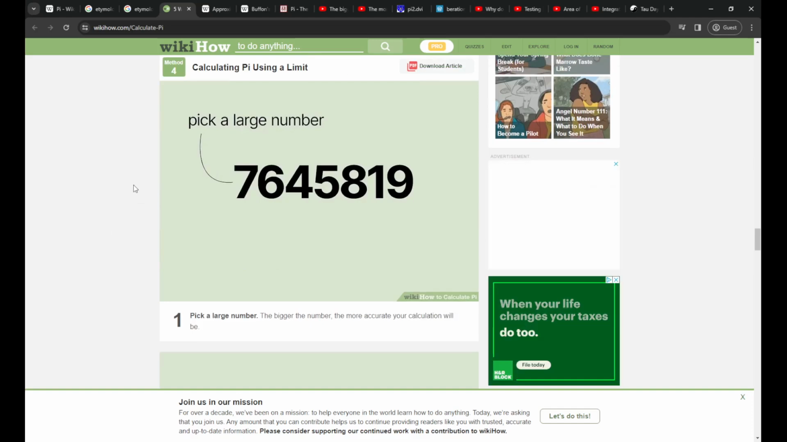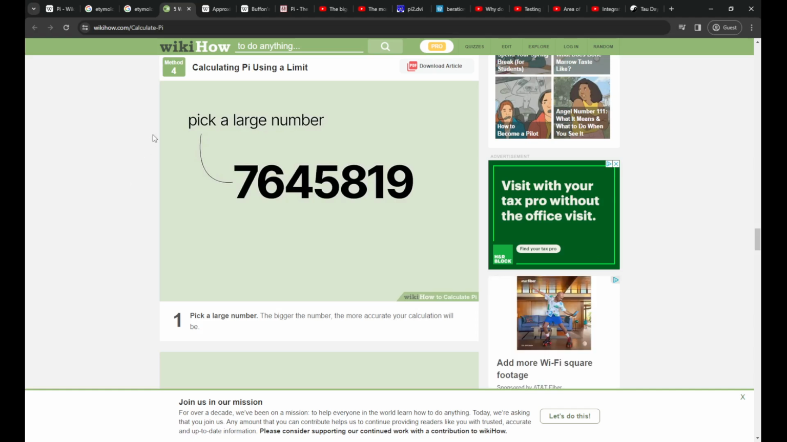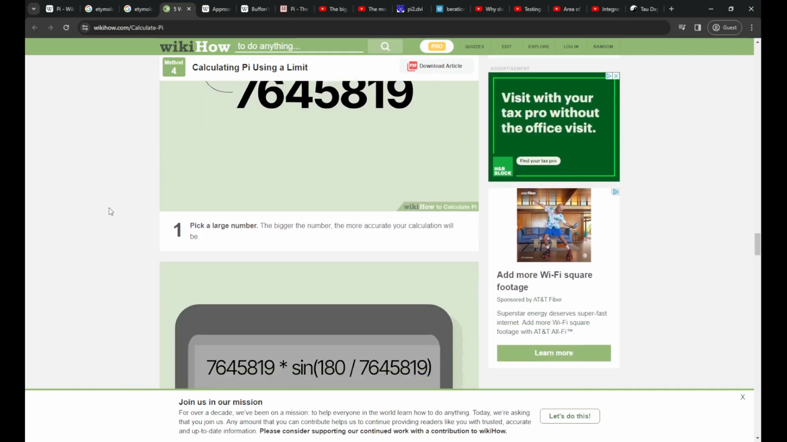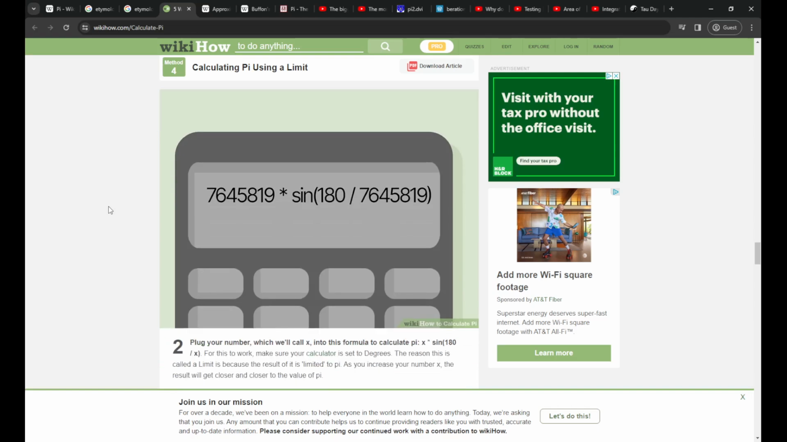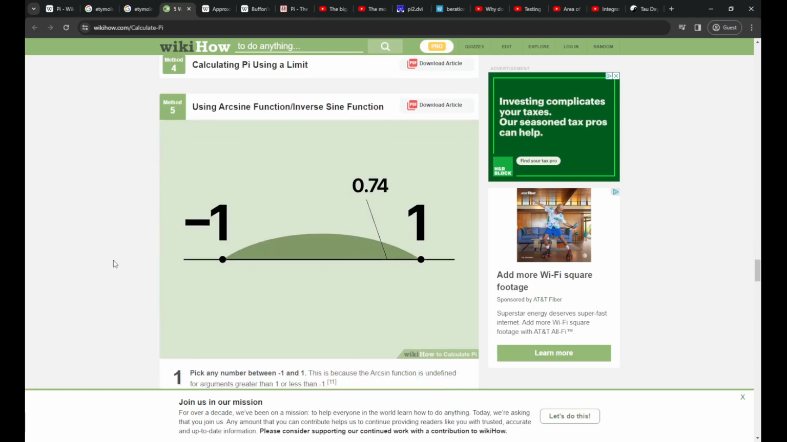Here's method 4, which I think is silly. It says here, calculating pi using a limit. So you pick a large number, they picked that one, and then they use a calculator and put it into degrees mode instead of radians. The reason I think this is silly is because you're using 180 degrees divided by x, your large number. And 180 degrees by definition is pi, so you're trying to use a number to define itself. And that's why I don't like that one.